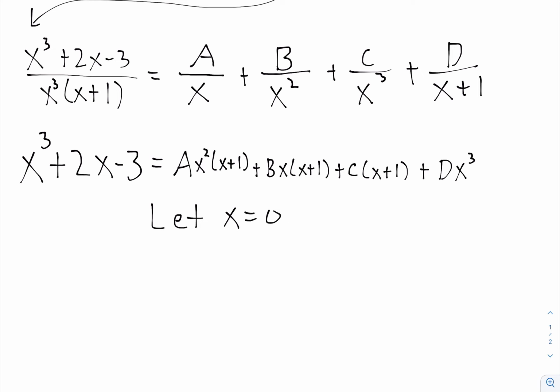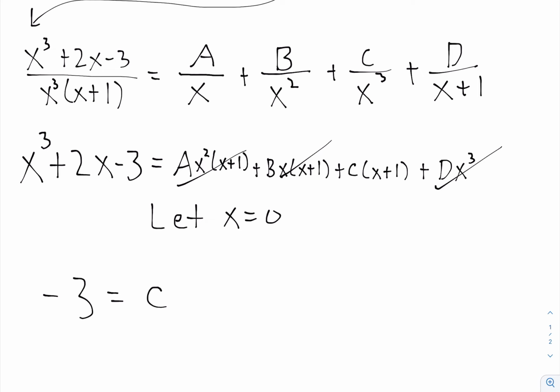If x was 0, on the left we'll get 0 plus 0 minus 3, so that's just negative 3. And on the right we get a times 0 times a number, so that's gone. We get b times 0, which is gone. C times 0 plus 1, which is c, so we get c. And then d times 0 cubed, which is just 0. So just like that, by saying x equals 0, we know that c is going to be negative 3.